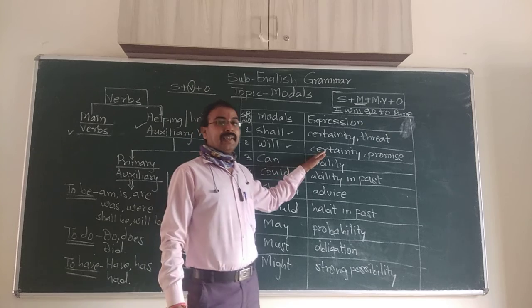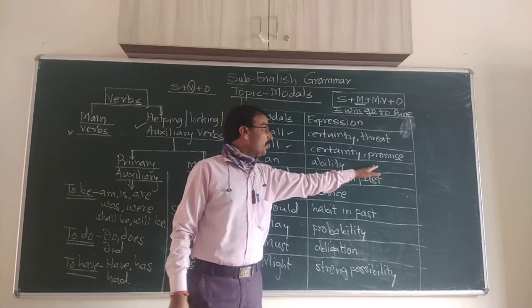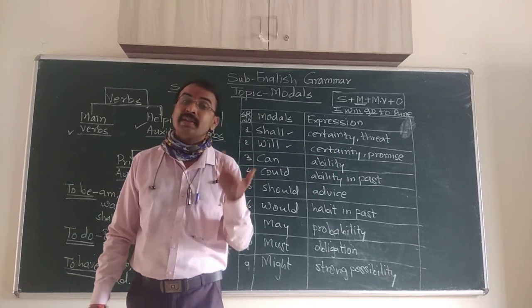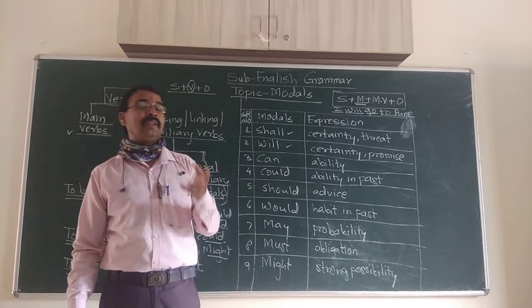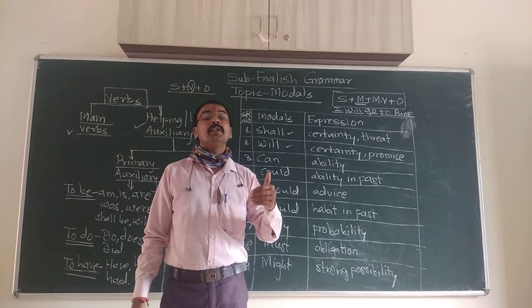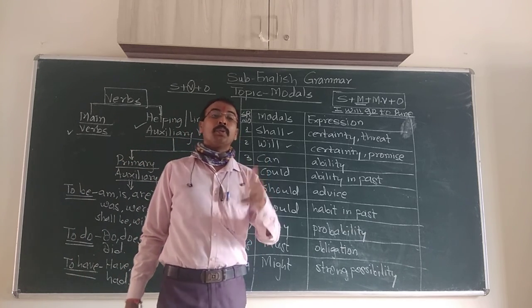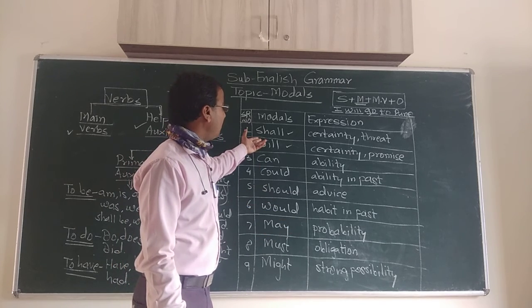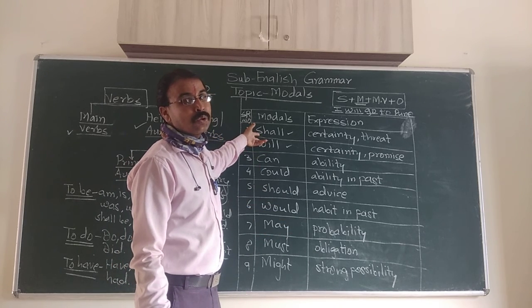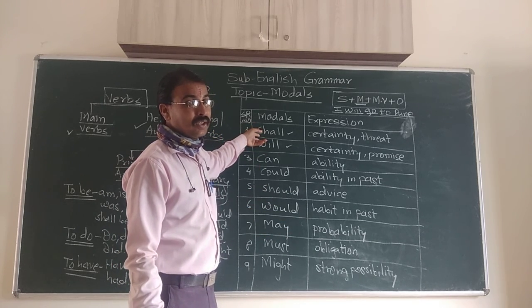Will shows certainty. Will also shows a promise. I will go to Pune. Pune, it's a promise. It means he is definitely going to Pune. I will top the class this year. It means he is definitely going to top the class. Shall or will, they both show the future tense, simple future tense.